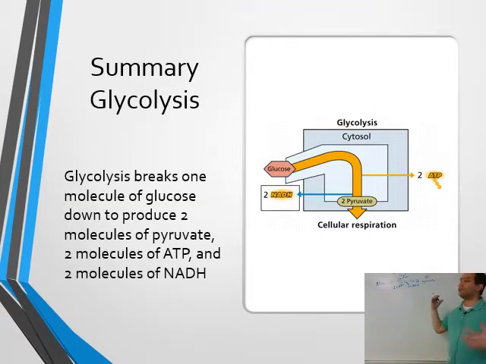So in summary, glycolysis is going to break down 1 molecule of glucose to produce 2 molecules of ATP, 2 molecules of NADH, and 2 molecules of this 3-carbon pyruvate. Yes? Would it work like that, because on the essay, that kind of summary statement? Yeah, that works probably.